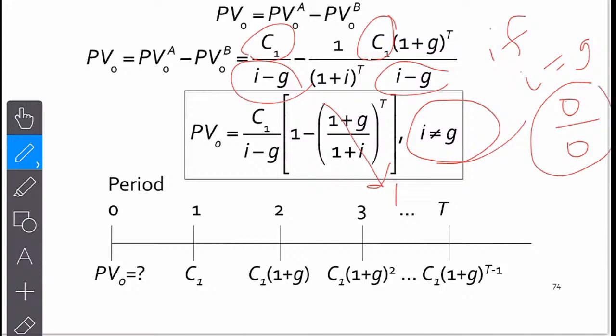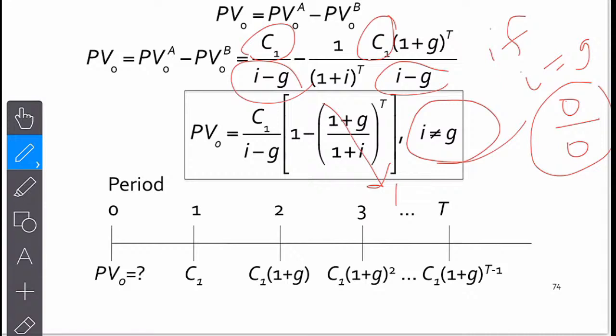So the formula does not work if I equals G. But does that mean that you can't have a situation where I equals G? You can have a situation where I equals G, but you can't use this formula. And I'll give you an example, right? So you can only use this formula for a growing annuity if I doesn't equal G. If I equals G, you have to go back to the timeline and solve the problem directly from the timeline. I'll show you how to do that when we get there.